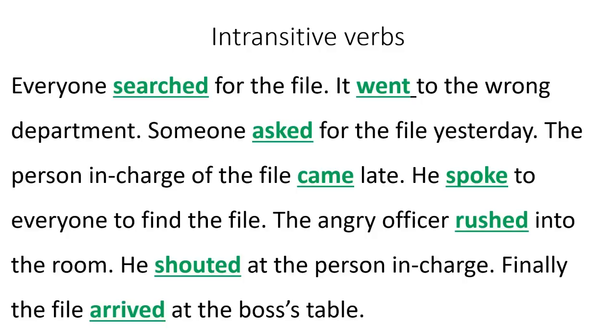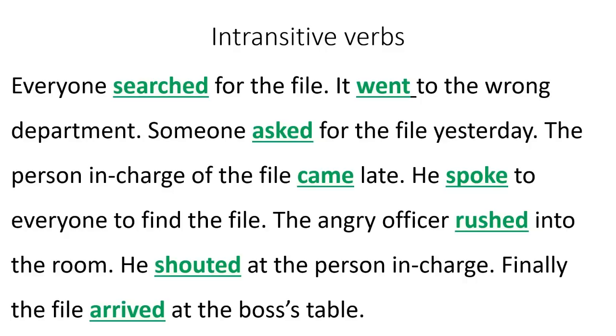So let us read the passage first. Everyone searched for the file. It went to the wrong department. Someone asked for the file yesterday. The person in charge of the file came late. He spoke to everyone to find the file. The angry officer rushed into the room. He shouted at the person in charge. Finally, the file arrived at the boss's table.